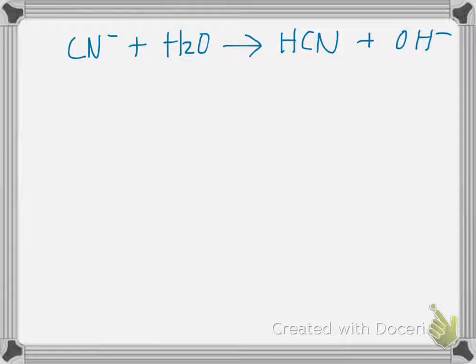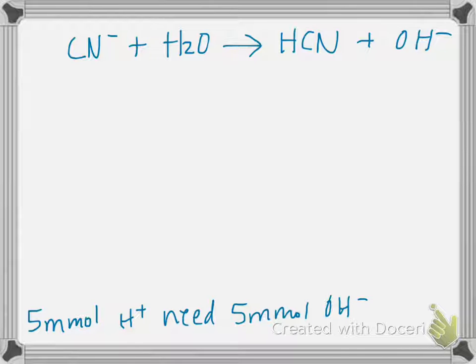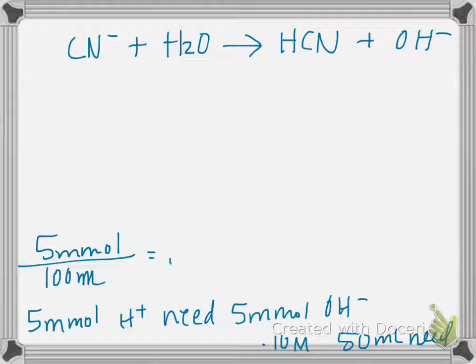So we've got the CN minus reacting with the water, and then that's going to make the HCN, because we're neutralizing, plus the hydroxide. Okay, so originally we had 50 milliliters of 0.1 molar HCN. That means we have 5 millimoles total. So we're going to need 5 millimoles of the hydroxide to completely react. So with our 0.1 molar NaOH, we're going to need 50 mL to get 5. So if we have 5 millimoles total of your CN minus, because that's what's going to make when it reacts, divided by the 100 milliliters, it's going to give us a concentration of 0.05.